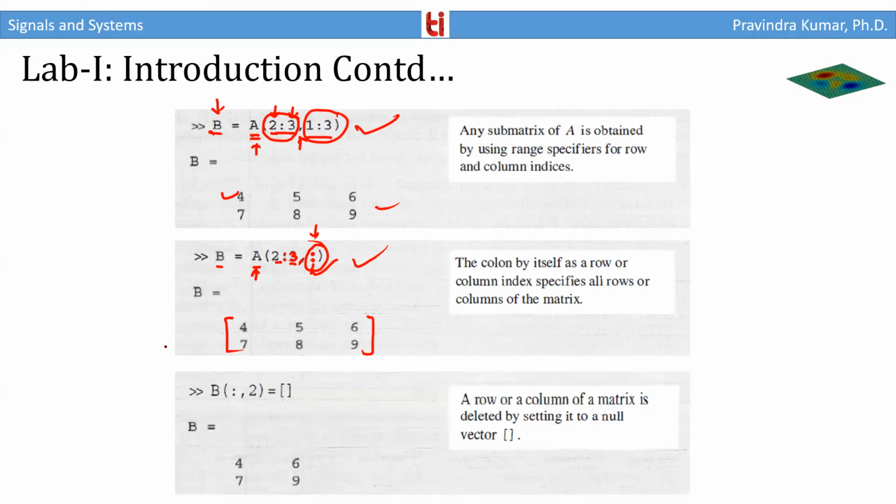And if you write B in brackets, with this notation being colon, comma, 2, by this you are considering all rows, and in the rows the second column. So here you are going to consider this first row and this second row. These two rows you have considered, but the second column is this, and this should be equal to null. Null vector means this should be deleted from here. So B is equal to, you will have 4, 7, 6, 9 only. And this is deleted.